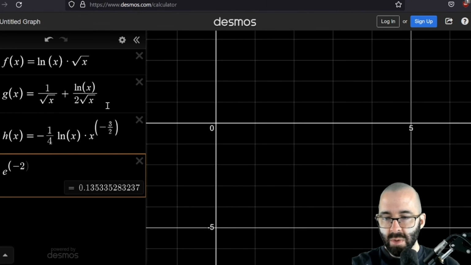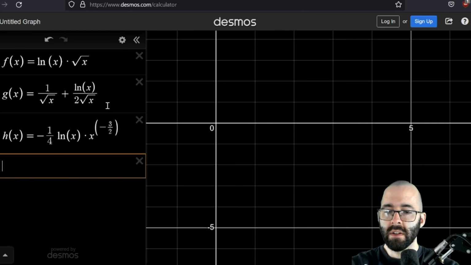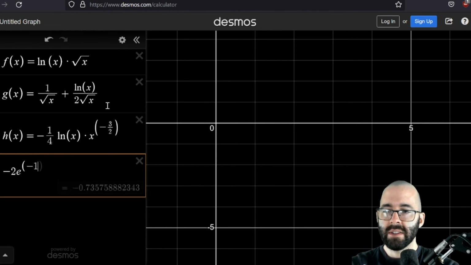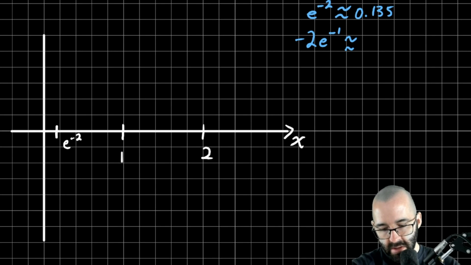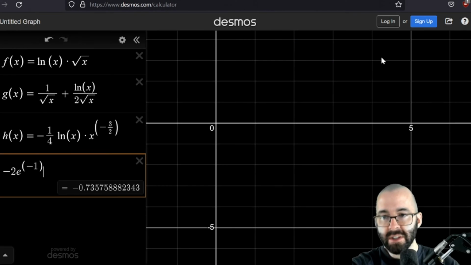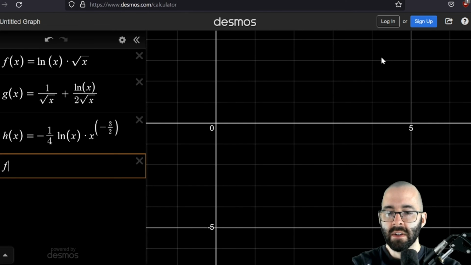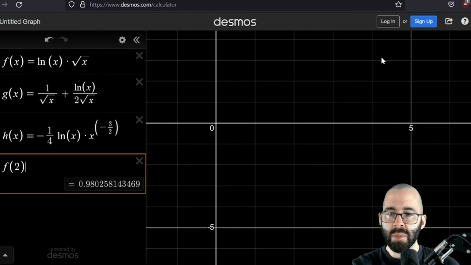That's going to be our local minimum value. Negative 2 e to the negative 1. Sorry, negative 2 times e to the negative 1 is negative 0.736. And before deciding the y scale, let's figure out what f of 2 is as well, just to get a little bit more information on the sketch. f of 2 is about 0.980.